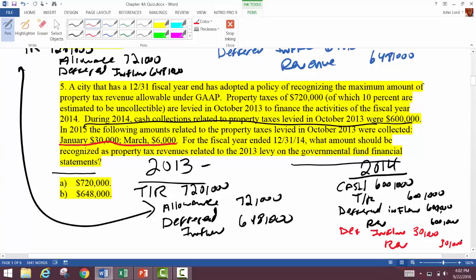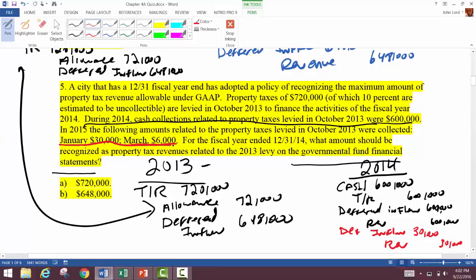Now you say, well, wait a minute, John. They don't know if they have that 30,000 at the end of December 31st, 2014, but by the time they're preparing the financial statements, they do, don't they? And if they don't know, then they'd have to estimate, wouldn't they? They would have to figure out how much they think they're going to collect within the 60 days of 2014, if we were using 60-day criteria, of which 30,000 coming in January 2015 would qualify.